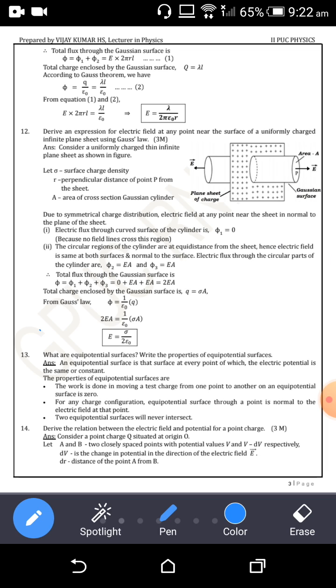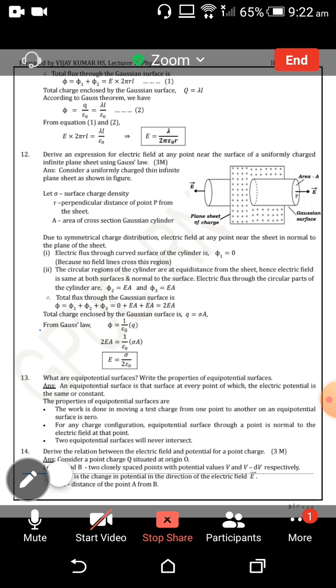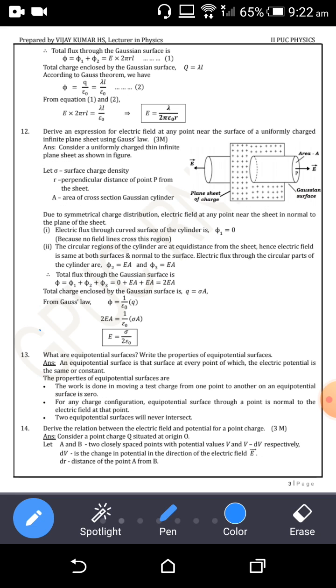The next is an important derivation: derive the relation between the electric field and potential for a point charge. Even this is a 3 mark question. What we are going to do is consider a point charge q which is situated at O. Next, we will consider 2 points which are very closely spaced. Let V be the potential at A and the potential at B be V minus dV.